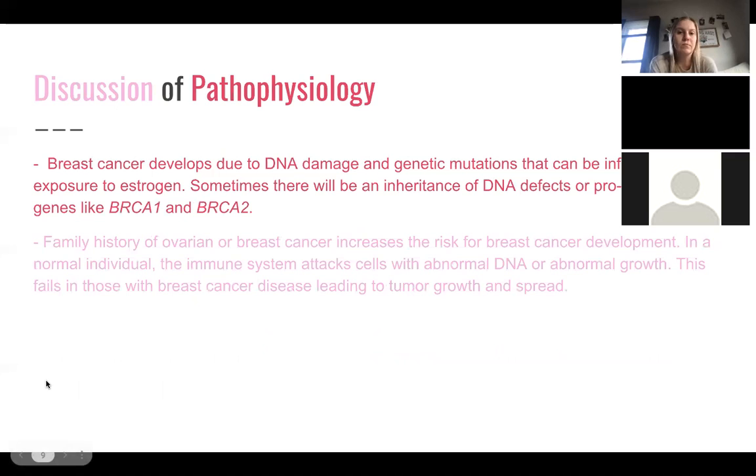And for discussion of the pathophysiology, breast cancer develops from DNA or genetic mutations that can be exposed or influenced by estrogen. Sometimes the DNA affects more procancerous genes like BRCA1 or BRCA2. It can also be in your family history of ovarian or breast cancer, which can increase your risk for breast cancer development. In normal individuals, the immune system attacks cells with abnormal DNA or abnormal growth, and this fails in those with breast cancer, leading to tumor growth and spread of breast cancer.